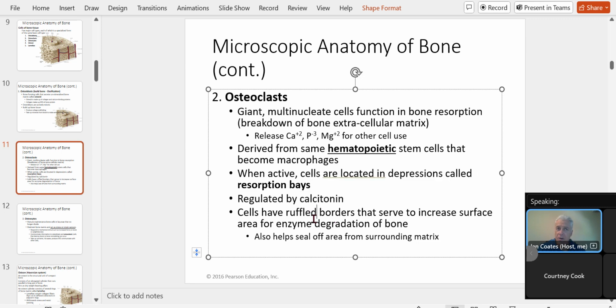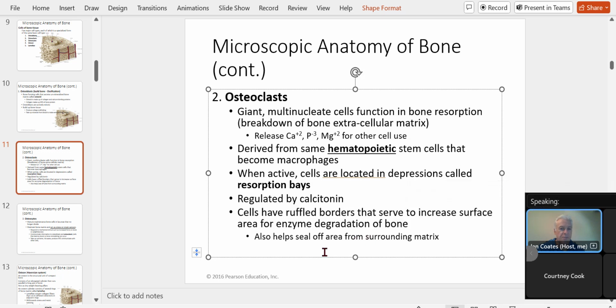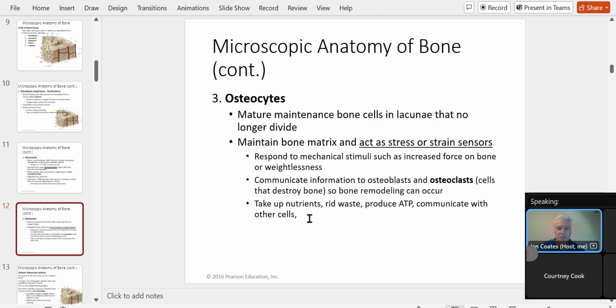And yeah, we're not dealing with endocrine until about week 13 or week 12, but welcome to it. The endocrine is coming at you right now, okay? We're going to look at some hormones, and there will be at least 2 hormones that you'll have to know for quiz 3. Okay. Cells there have this ruffled border that serves to increase surface area for enzyme degradation of bone. Also helps to seal off the area from the surrounding matrix. We'll show you guys more of these.